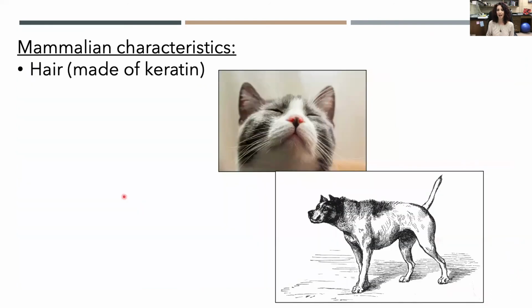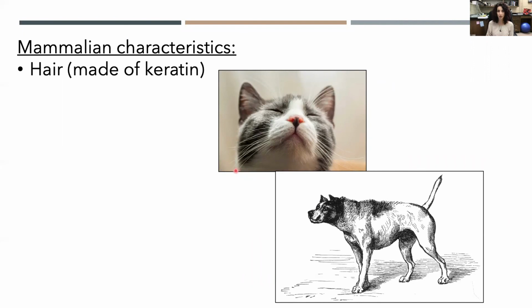First, we have the most notable characteristic of hair. Hair is made out of a protein called keratin, and it is one of the most obvious characteristics of our mammals that we have hair, and we also have whiskers. Now, there are some species of mammals that do not have conspicuous hair, like whales, for example, but hair has many important different functions for mammals.